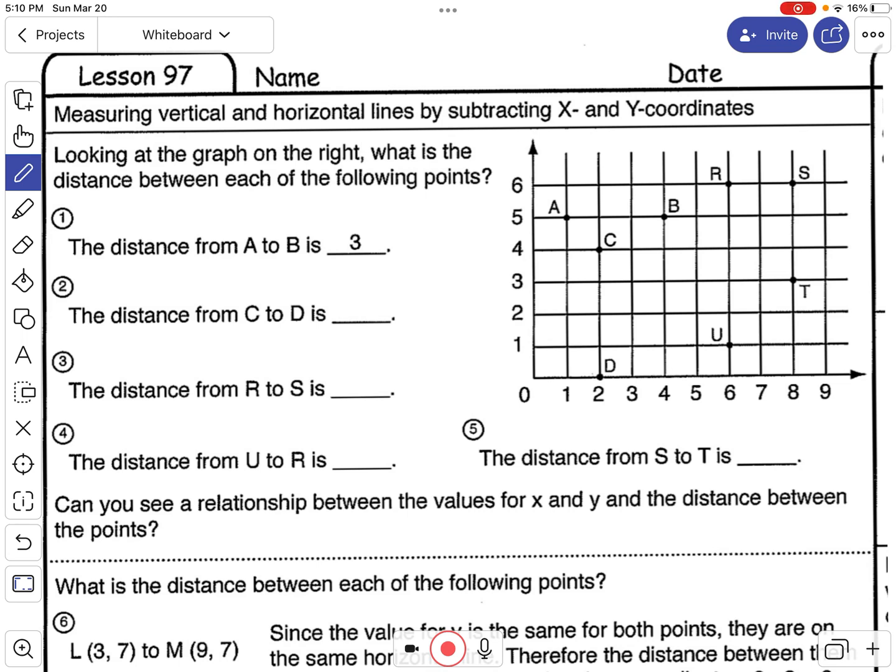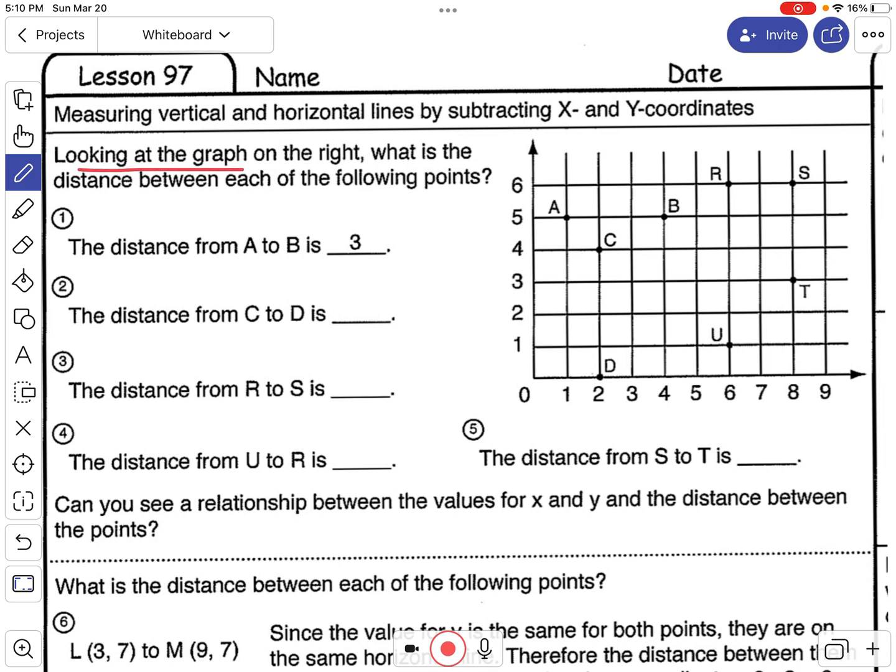Well, welcome, boys and girls, to fourth grade Excel lesson number 97. We're going to learn about measuring vertical and horizontal lines by subtracting x and y coordinates. That's a fancy way of telling you that we're going to learn the distance between 2 points on a coordinate plane, a coordinate graph. Here we go.